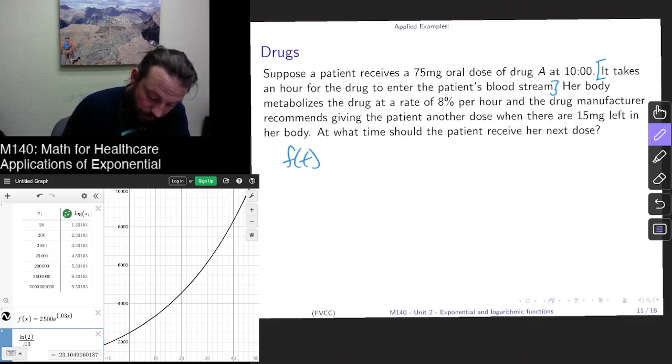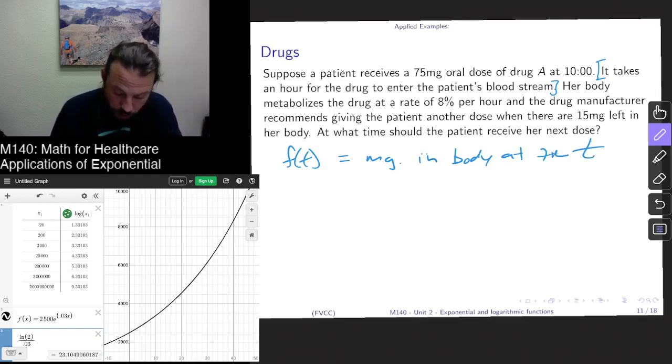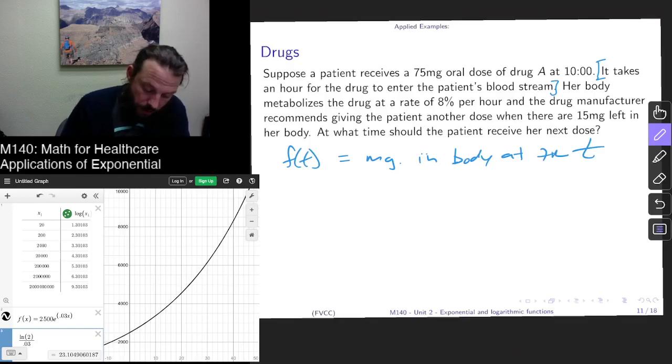F of t equals milligrams in the body at time t. Here, milligrams is the milligrams of some drug A. All right, so let's think about that.